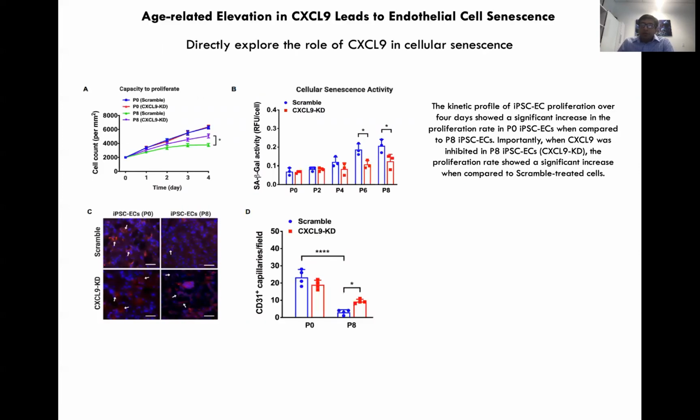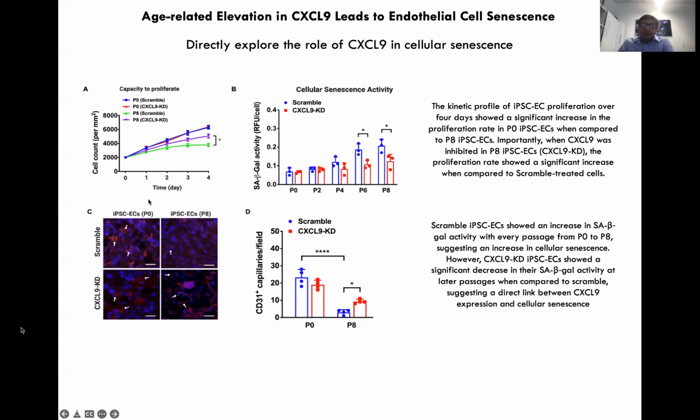Now, of course, we wanted to further confirm, so we injected CXCL9 knockdown cells in these older mice, and you could see that there is decreased capillary formation, further suggestive of the role of endothelial cells and the role of endothelial cell senescence in aging.